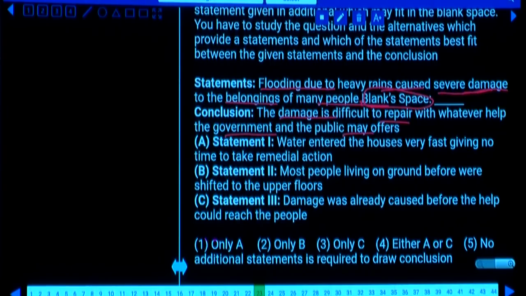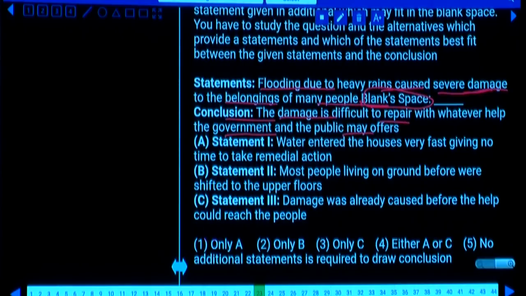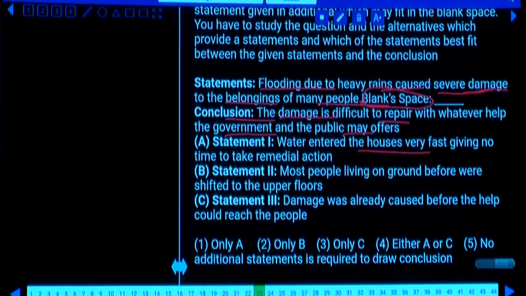Then in order to get this conclusion, what are the other statements that are required? Water entered the houses very fast, giving no time to take remedial action. That means there is no time for these persons to take any steps. Hence water entered into their houses. As water entered into their houses, hence the destruction was more.